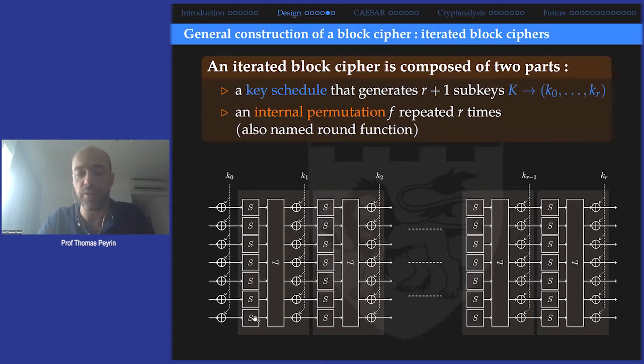Once you have done this, you need to make sure that you get enough diffusion. You need to make sure that all the bits depend on all the bits. So you need to mix all these blocks between each other. This is why you have this L part here. This is a linear layer. L stands for linear layer. The role of the linear layer is really to provide diffusion, so try to mix as much as possible all the different things. It does not have to provide any confusion.